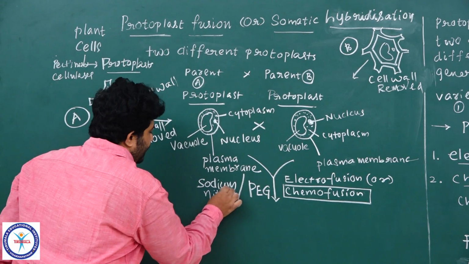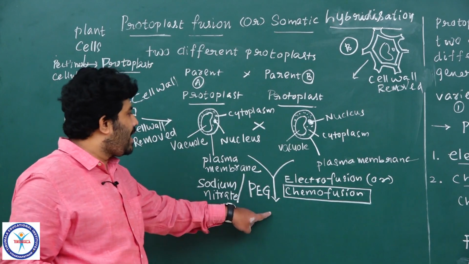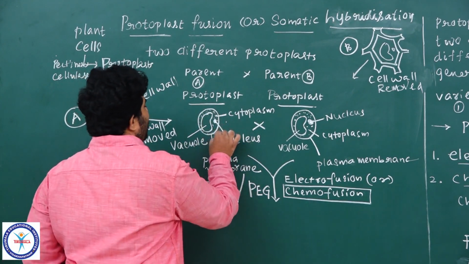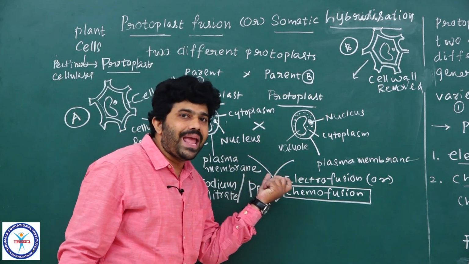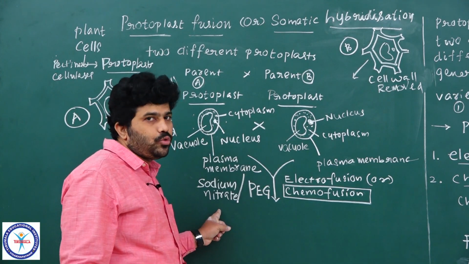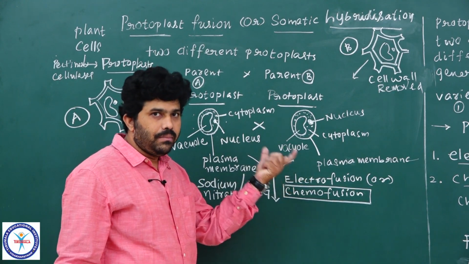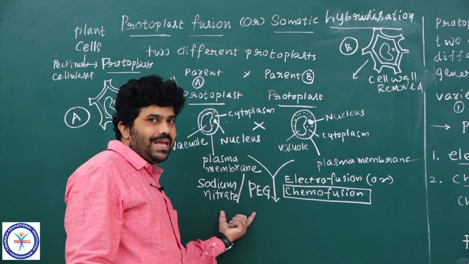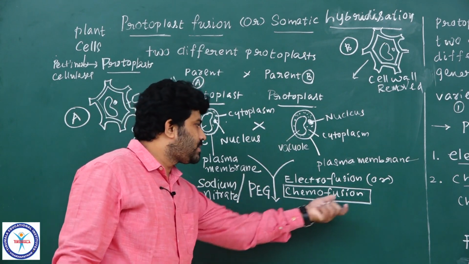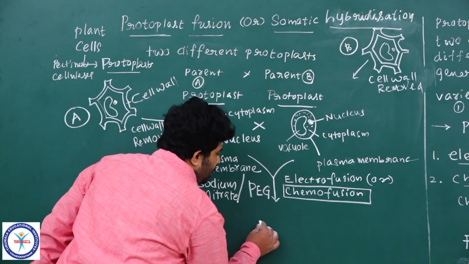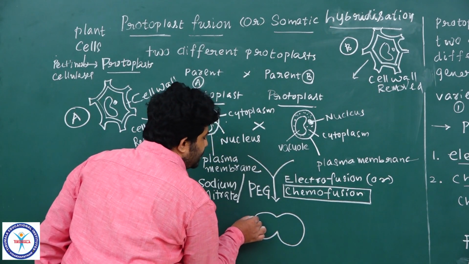PEG and sodium nitrate are very special chemicals which change the vicinity, the environment around the protoplasts, and these two are encouraged to fuse by motivating chemicals like sodium nitrate or polyethylene glycol during chemo fusion. Then these two are slightly fused initially. First of all, they fuse their cytoplasm.